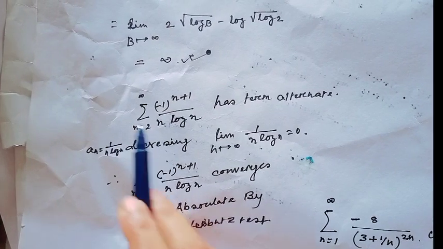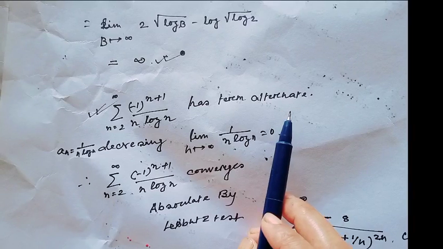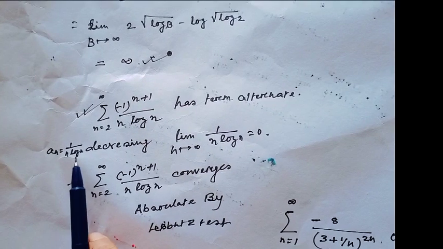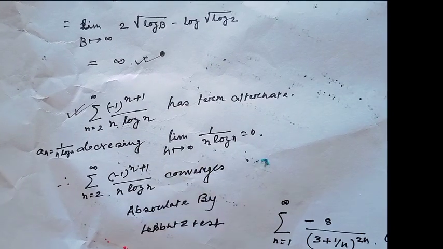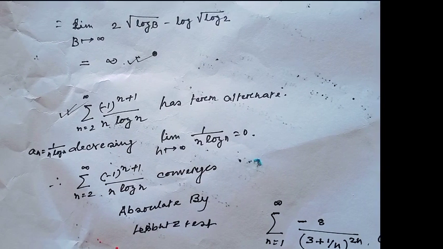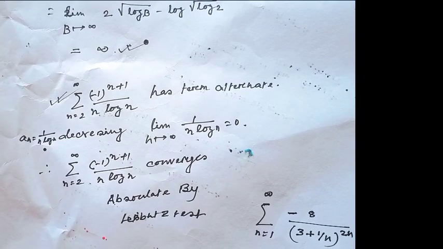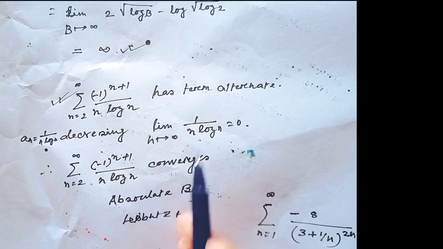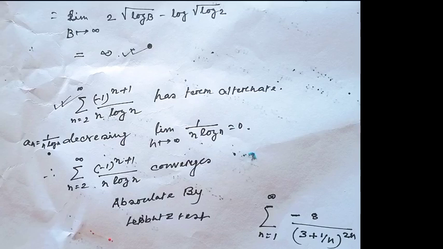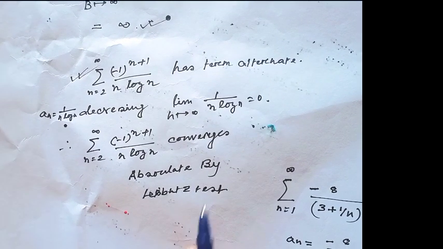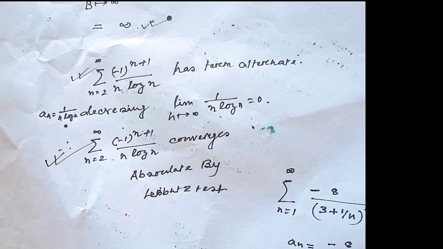But if we consider this series, obviously this series is alternating. Here bn equals 1 over n log n, which is a decreasing sequence, and the limit as n goes to infinity of 1 over n log n is equal to 0. Since this sequence is decreasing and the limit as n goes to infinity of this sequence tends to 0, therefore by the Leibniz test we can tell this series converges.